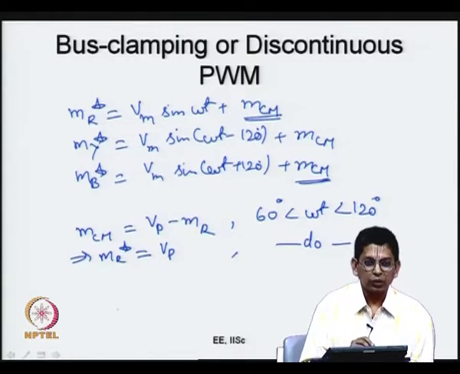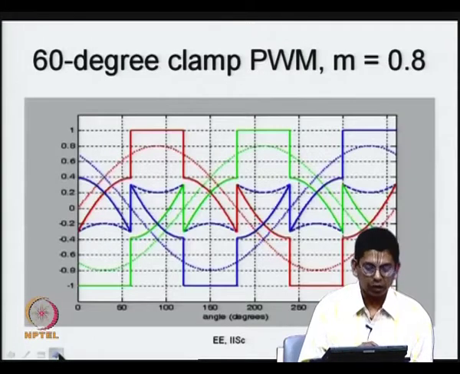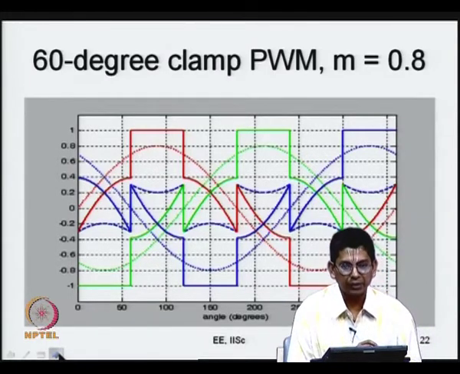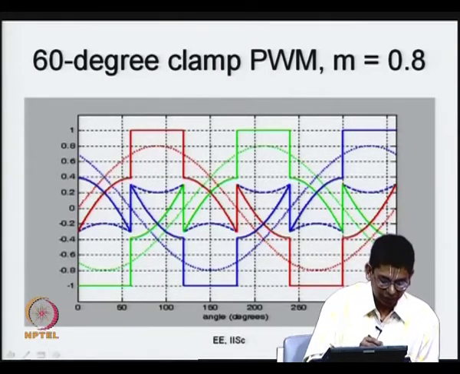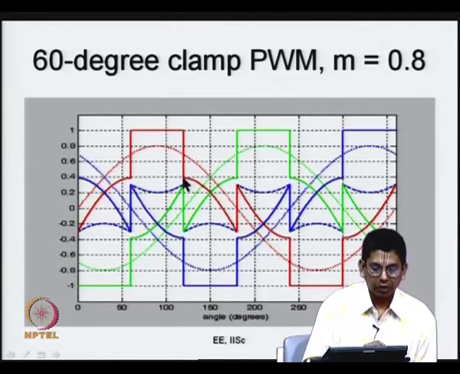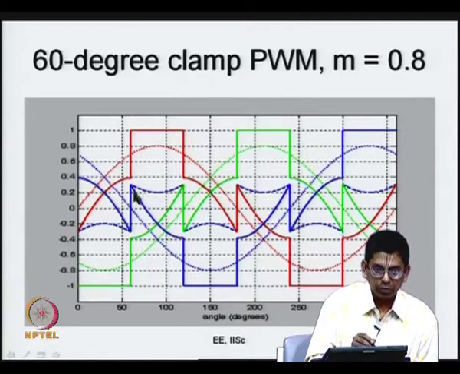In the next range, between 120 to 180, you will pick the next phase, and between 180 and 240 you will pick the next phase. That is how you get one of the first bus clamping PWM methods, which we call the 60 degree clamping method. As I pointed out earlier, R phase has been clamped here, because the common mode has been derived as the difference between VP and mr. So, this is the common mode signal now.